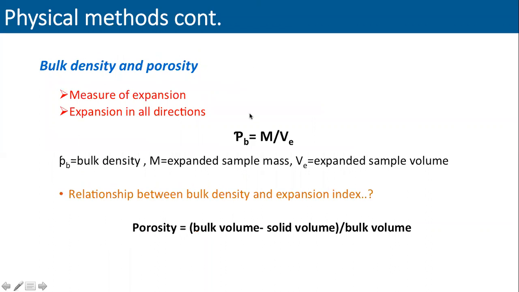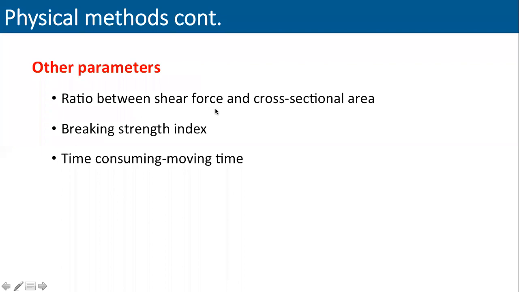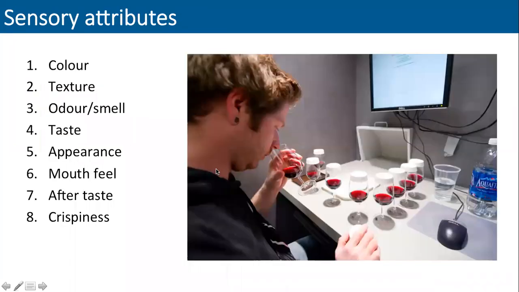And bulk density and porosity, this is the equation. No need to remember these equations. Just remember what the quality parameters are. And cell structures, you can use micro photographs. And other parameters: ratio between shear force and cross-sectional area, breaking strength index, time consuming and moving time, these are the factors. And sensory attributes: color, texture, likewise, aftertaste, crispiness, you can use these sensory attributes also.